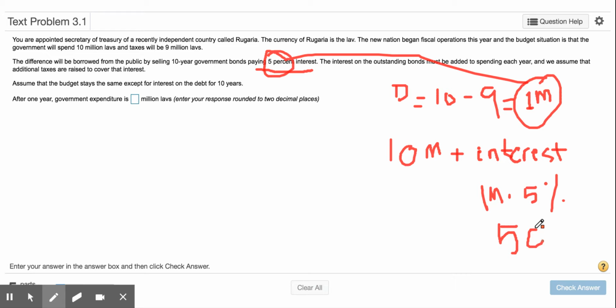I'm going to write 50,000. Okay, the numbers here are written in millions. So writing 50,000 in millions, you divide this by 1 million, so it's 0.05. So first year expenditure should be 10 million plus 50,000, which, writing it in millions, should be 10.05.